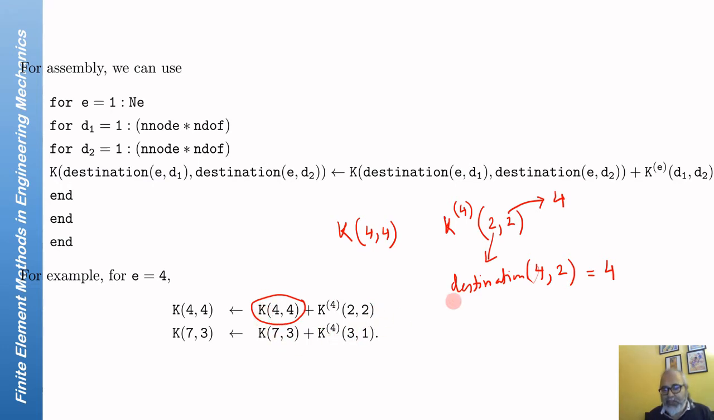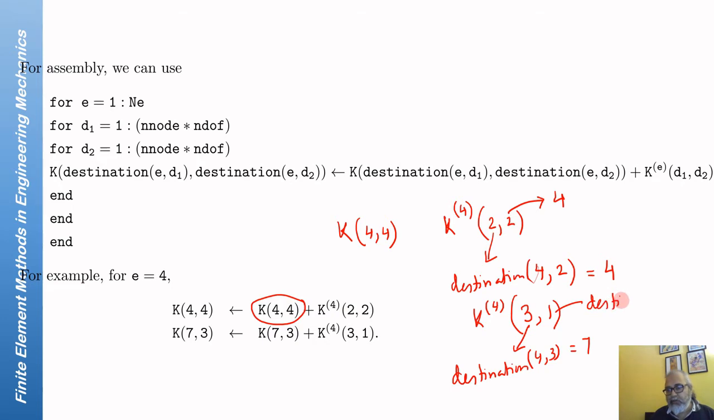Similarly, if we take element 4's local 3, 1 component, then destination 4, 3 is equal to 7. Destination 4, 1 is equal to 3. So this will now go to K7, 3.